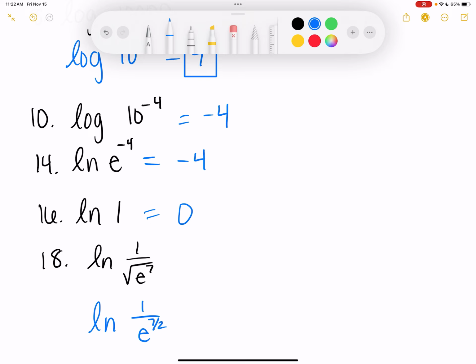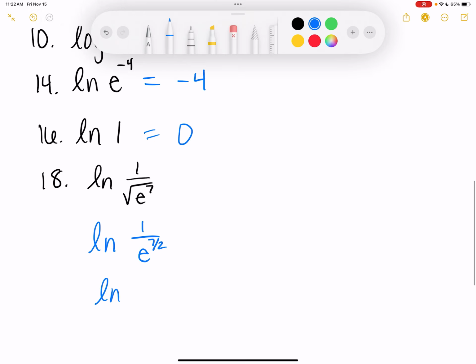e to the negative 7 halves. Yep, so ln of e to the negative 7 halves, and you can go straight here from the beginning if you recognize that. So what is this equal to?